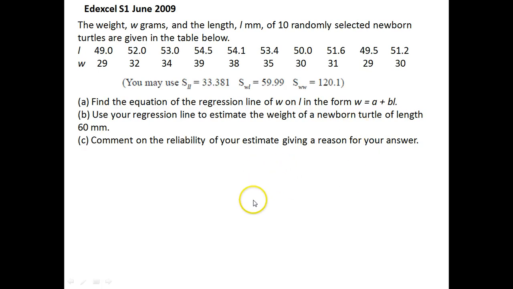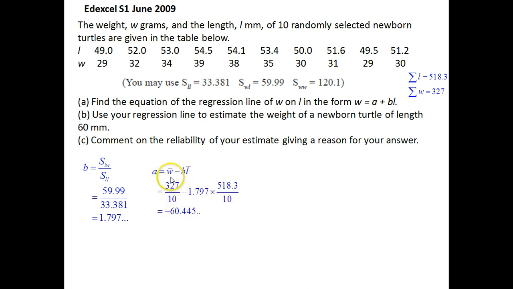Okay, so our B is S of LW over S of LL. S of LW or WL is 59.99 and S of LL is 33.381. So our estimate B for beta is 1.797. We need the mean as we're going to be working out the estimate for A. So we need to add them up: the sum of the L's comes to 518.3, and the sum of all the W's comes to 327.